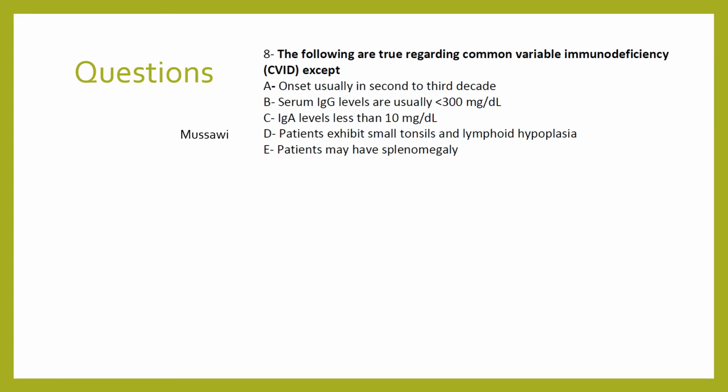Next, the following are true regarding common variable immune deficiency except: onset usually in the second to third decade, serum IgG levels are usually less than 300 mg per deciliter, IgA levels less than 10 mg per deciliter, patients exhibit small tonsils and lymphoid hypoplasia, patients may have splenomegaly. Of course, the answer is D. Patients exhibit normal-sized or enlarged tonsils and lymph nodes.